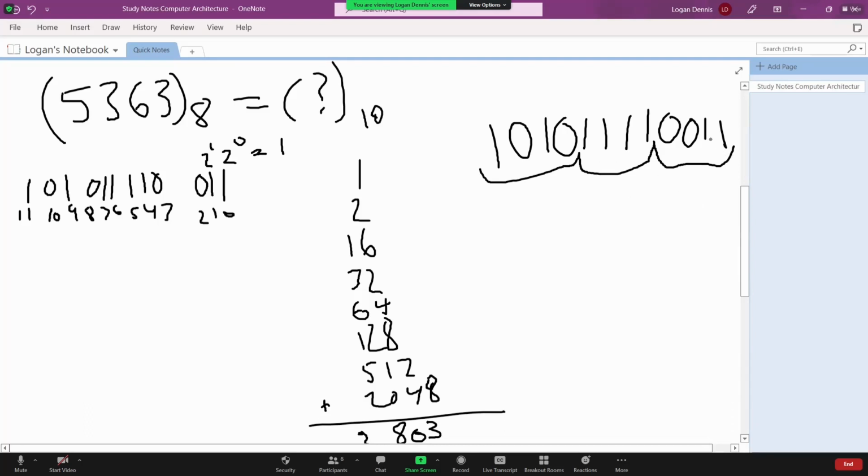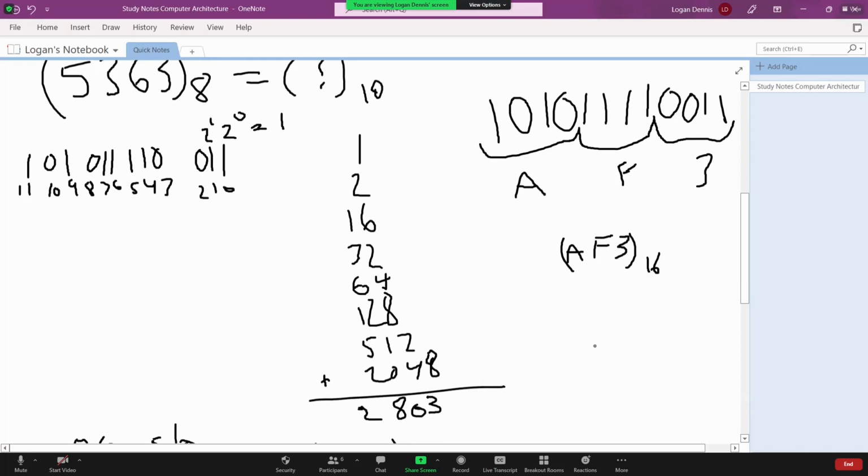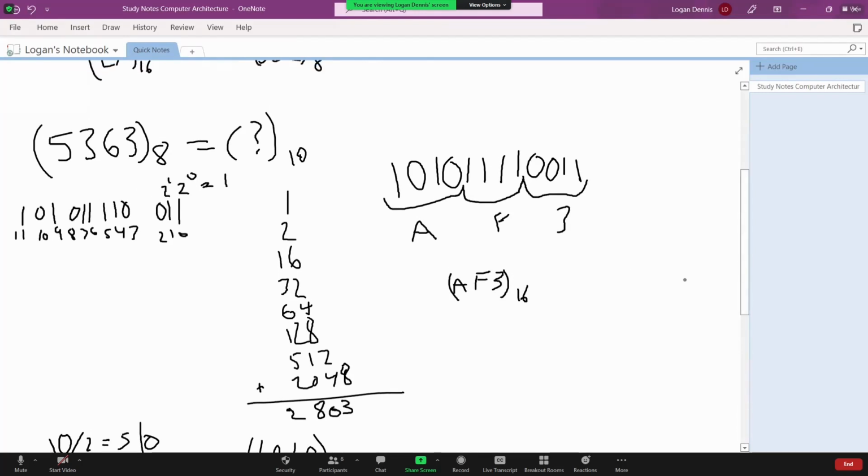So if we were putting this in hex, we would get 1 and 2 is 3. All ones is F because that's 15. And then 1010 is A because that's 10. So AF3 would be in base 16. That's hex. All you gotta do is remember that for hexadecimal, you always split the binary in 4s. For octal, you split it in 3s. And that's really all you have to remember for conversions.